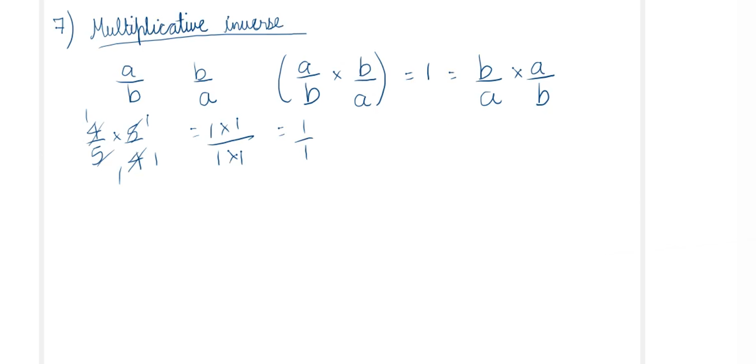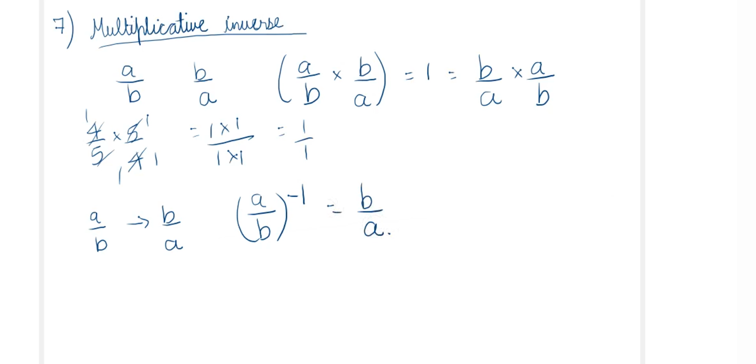Okay, so what you can conclude is if a by b is the rational number, then its multiplicative inverse is b by a. So how you can denote this is a by b inverse. Inverse is to the power minus 1. So the inverse of a by b is equal to b by a.